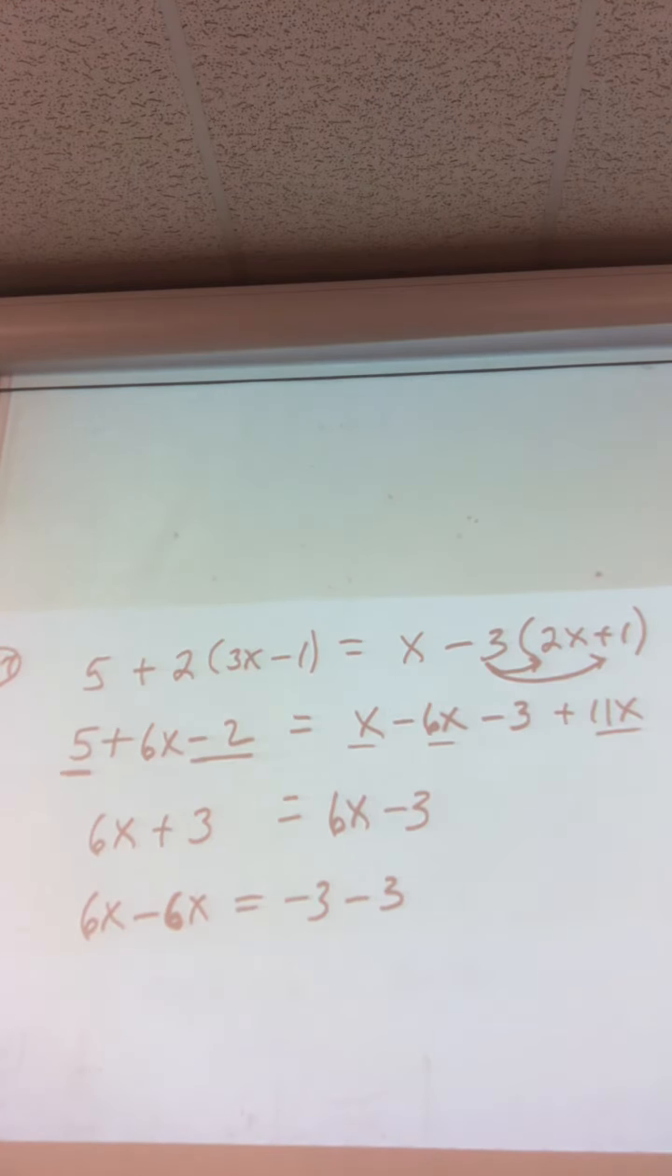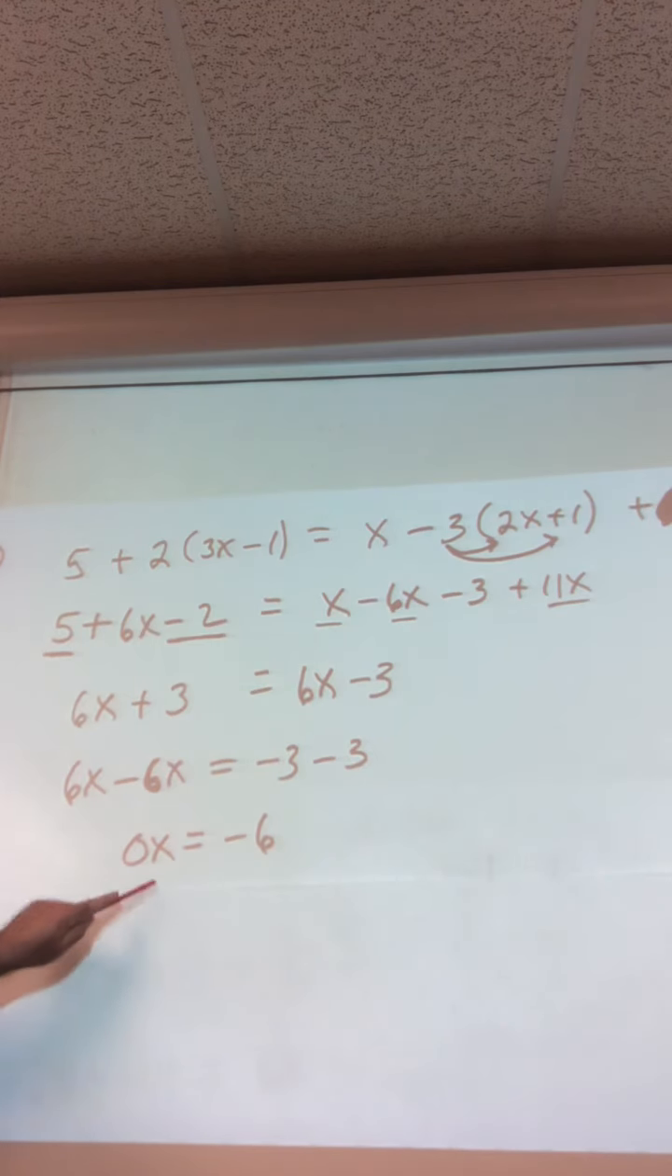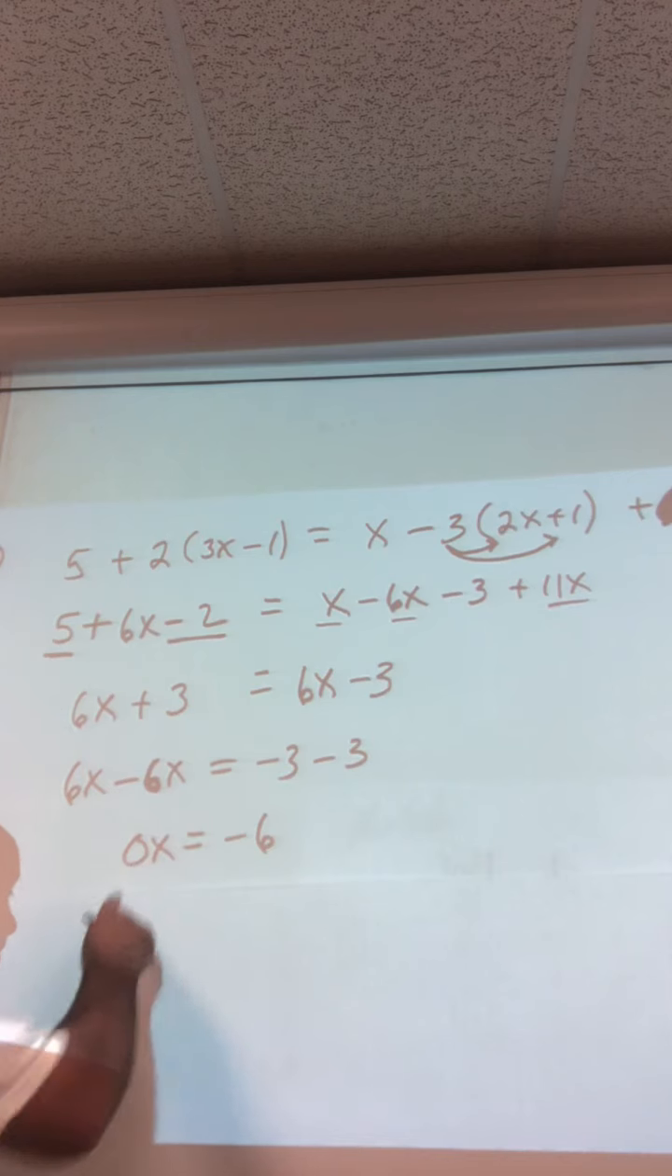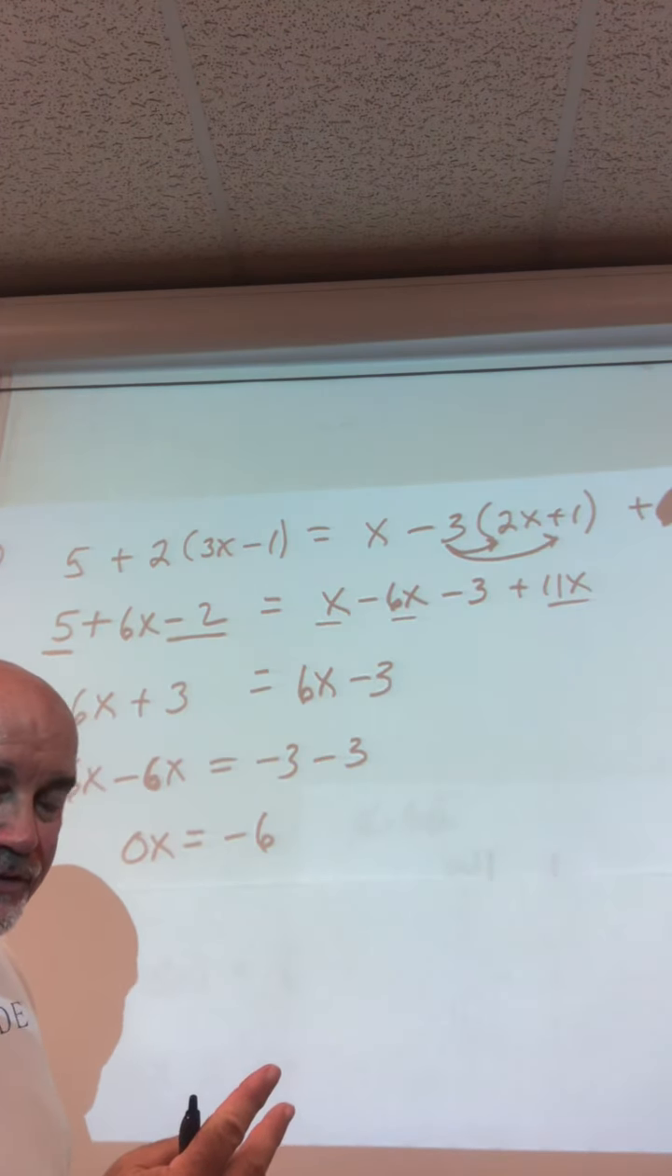All right, now look at what we've got. 0x equals negative 6. Okay, this throws up a red flag to me because if the number in front of x goes to 0, you can't divide both sides by 0. So, when this happens, the answer is either nothing works or everything works.